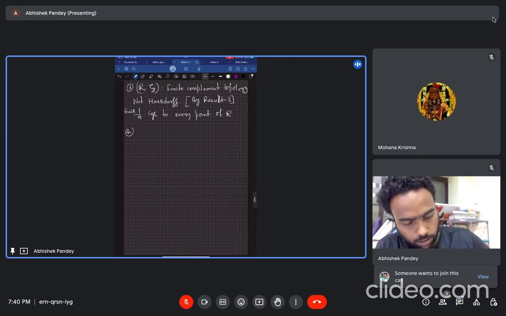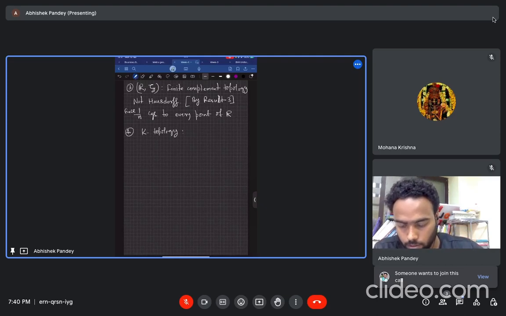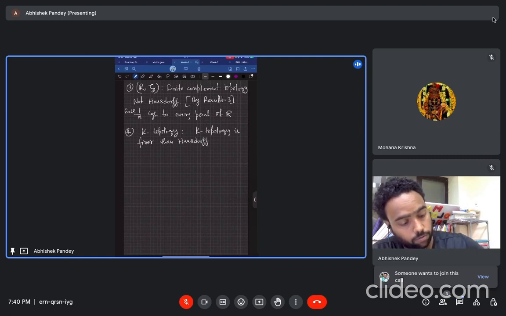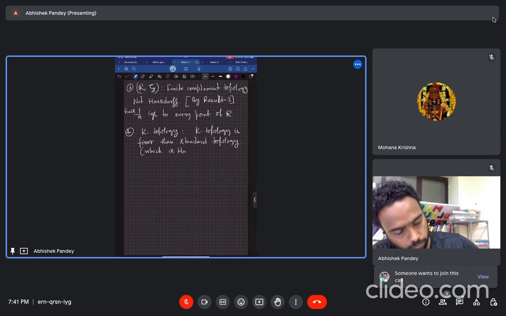Okay. The fourth thing is the K topology. The K topology is finer than the standard topology on R, which is Hausdorff. The standard topology is Hausdorff, so the K topology is Hausdorff.